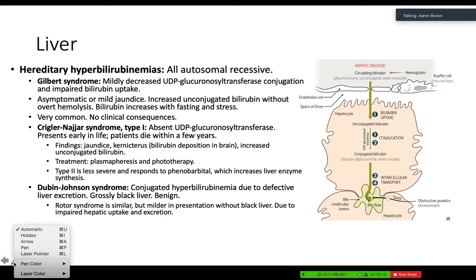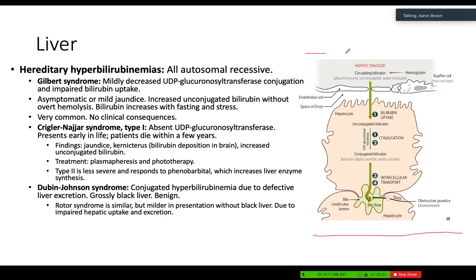Okay, first we need to talk about our congenital syndromes. I love this diagram from our First Aid book showing us all of our hereditary hyperbilirubinemias. These are all going to be autosomal recessive diagnoses. The first we can talk about is Gilbert syndrome. Here we have mildly decreased UDP glucuronosyltransferase conjugation.